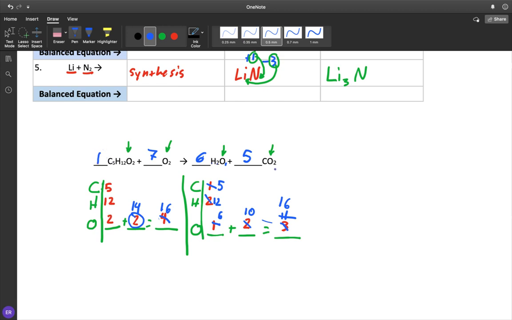Okay, so the last thing that I do is any empty space, I fill it with a 1. And these are now my coefficients. I have 1 C5H12O2. I have 7 O2s. I have 6 H2Os, and I have 5 CO2s. And this is now our balanced equation.